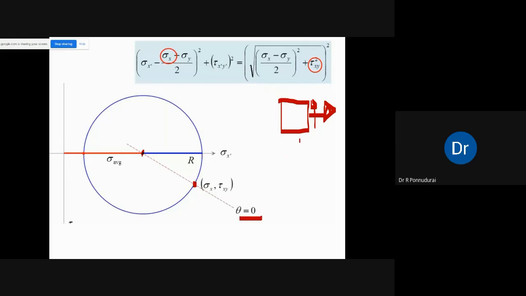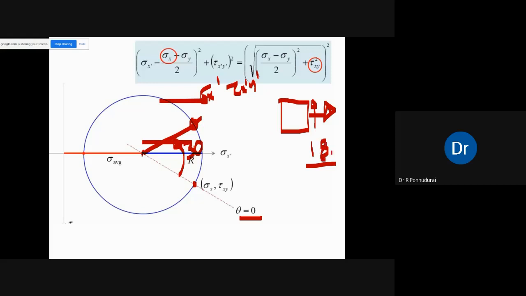If they give an angle of rotation of 15 degrees anti-clockwise, then from here take 30 degrees, and wherever the plane cuts, that is the set of stress. Here the 15 degrees, if they give, will be 30 degrees. Here the coordinates will be sigma x dash, tau x dash y dash.